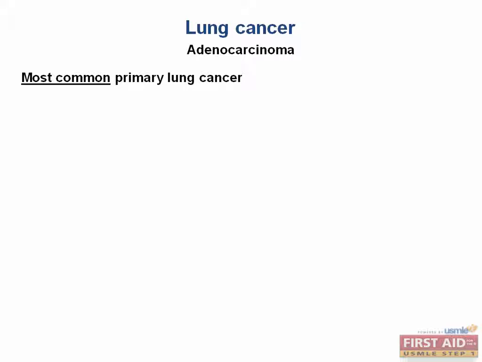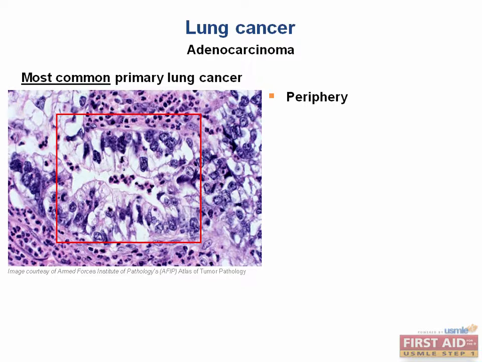Adenocarcinoma makes up about half of all primary lung cancers, so it's the most common one out there. It usually occurs in the periphery of the lung tissue, often at sites of prior injury or scarring. Now, what mutations should you expect in this cancer? KRAS, EGFR, and ALK mutations.